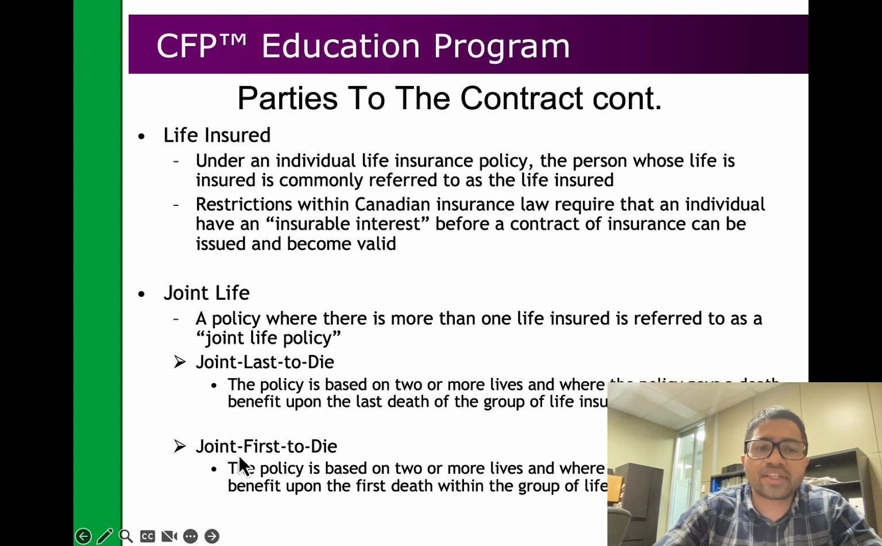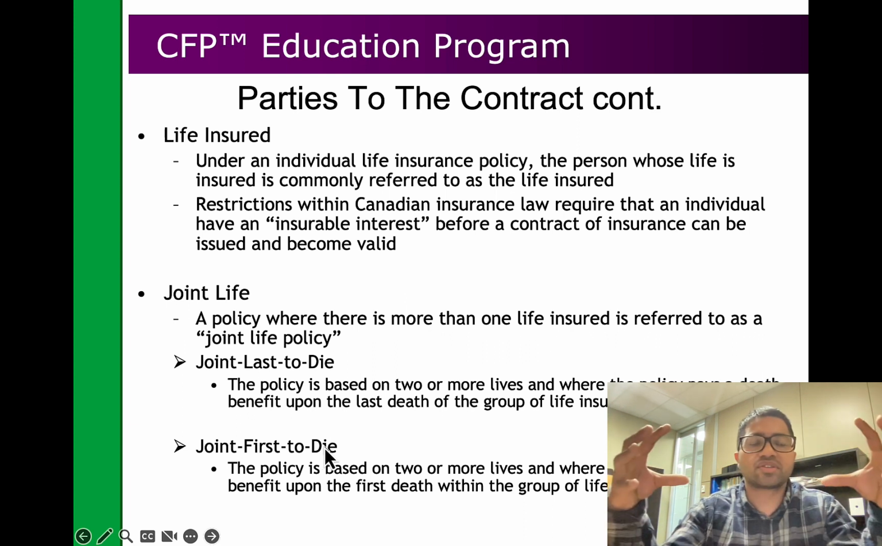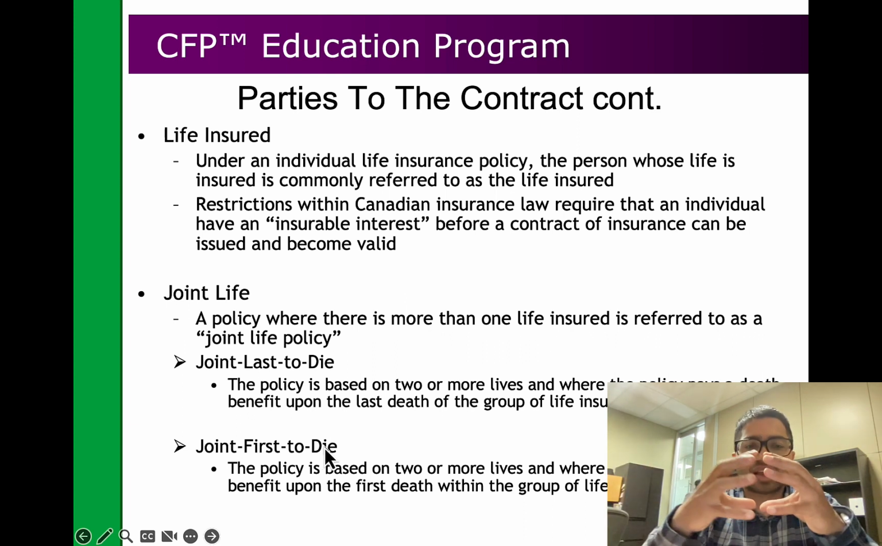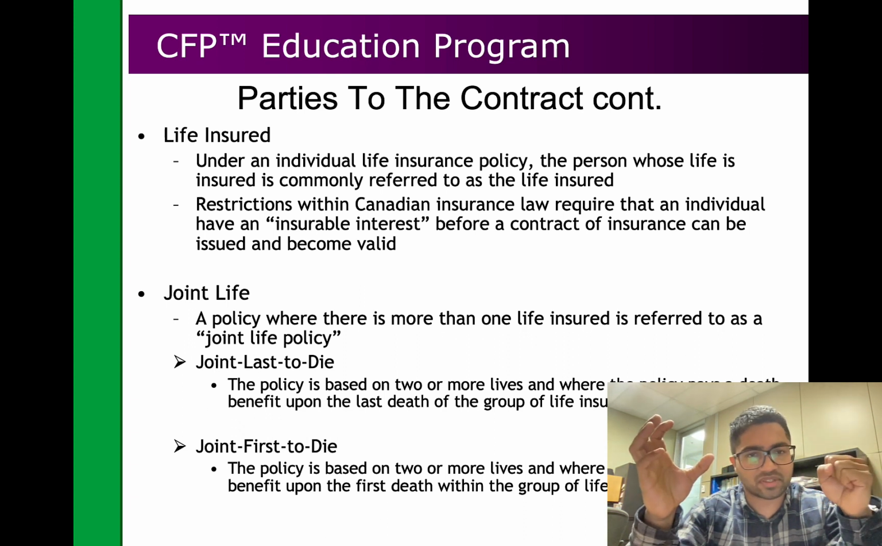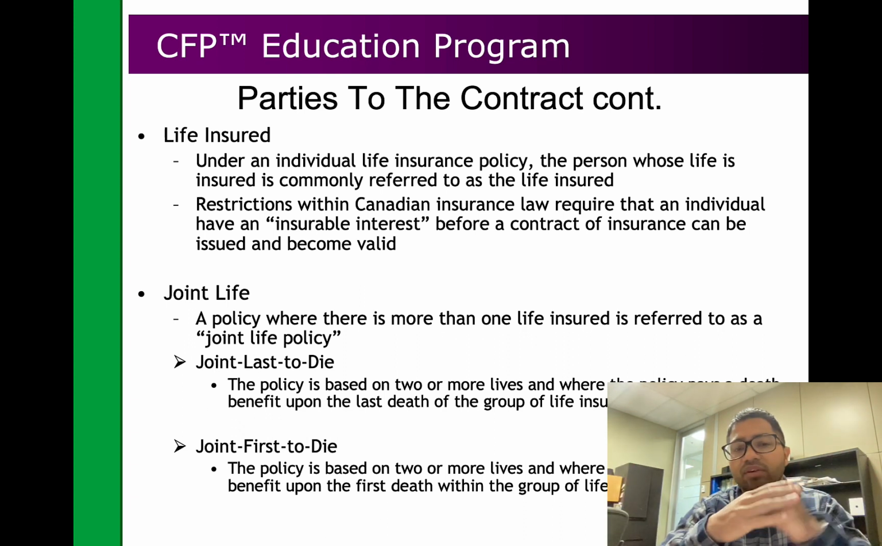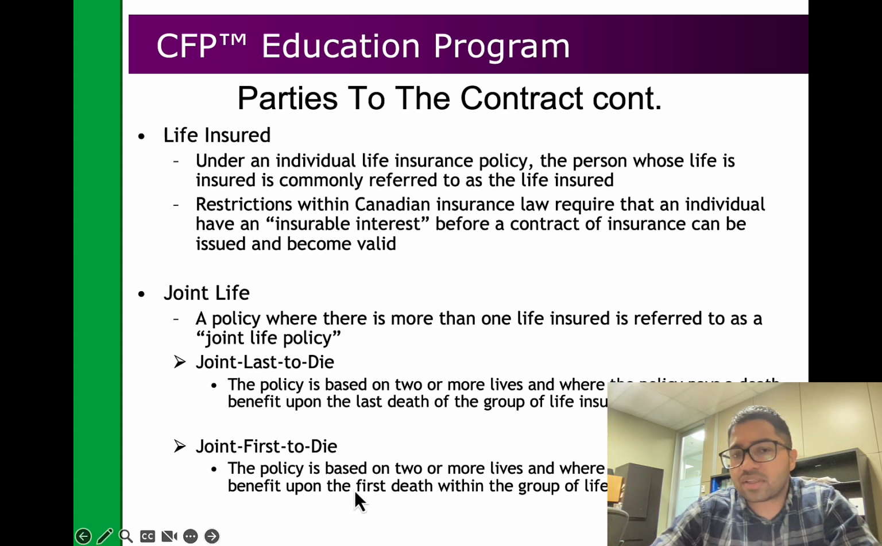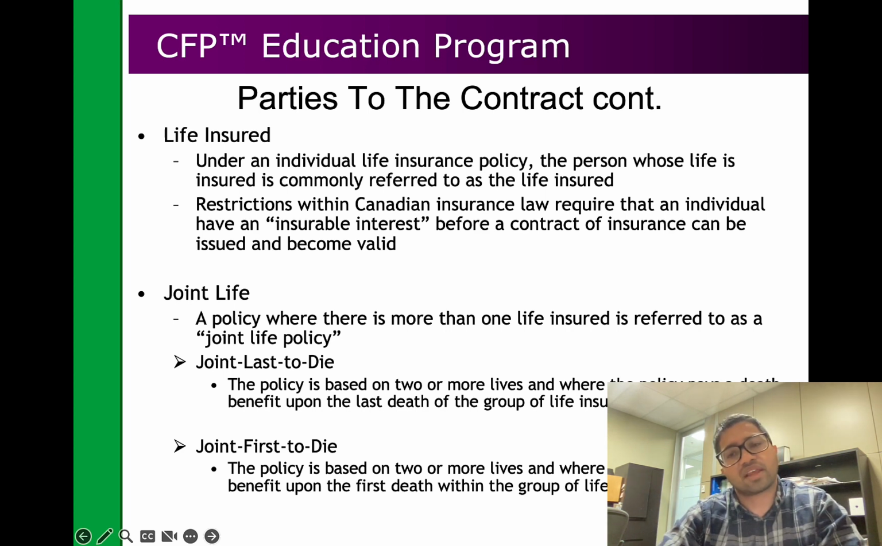Or it could be joint first to die. Joint first to die means again husband and wife having a joint policy. The first person to die, maybe the husband dies first, the policy will make a payment. The policy is based on two or more lives, where the policy pays a death benefit upon the first death within the group of life insureds.